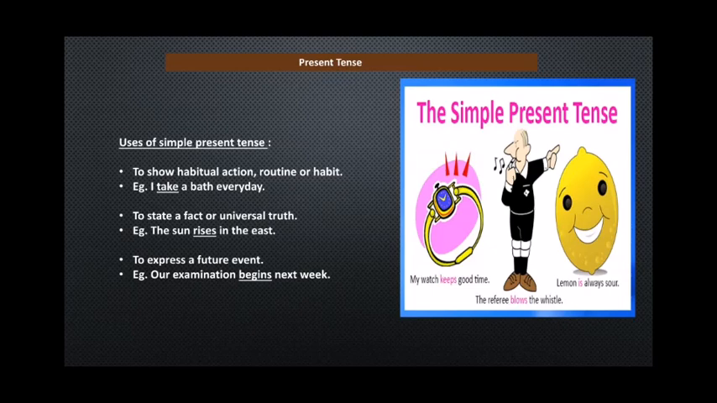Second, to state a fact or universal truth. Example, the sun rises in the east. So we all know that the sun rises in the east and it is a universal fact. So that is why rises is the simple present tense.